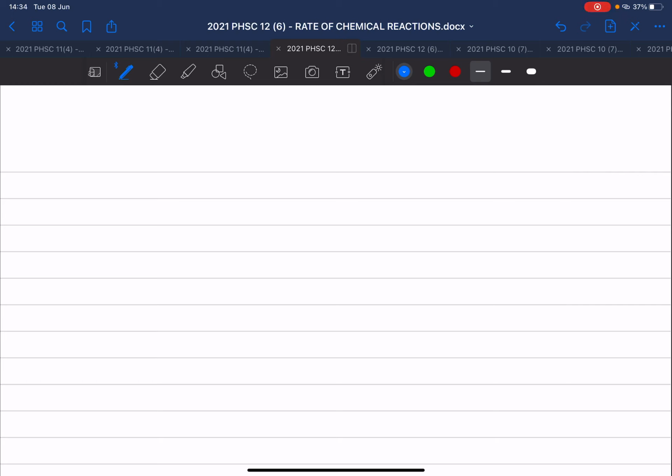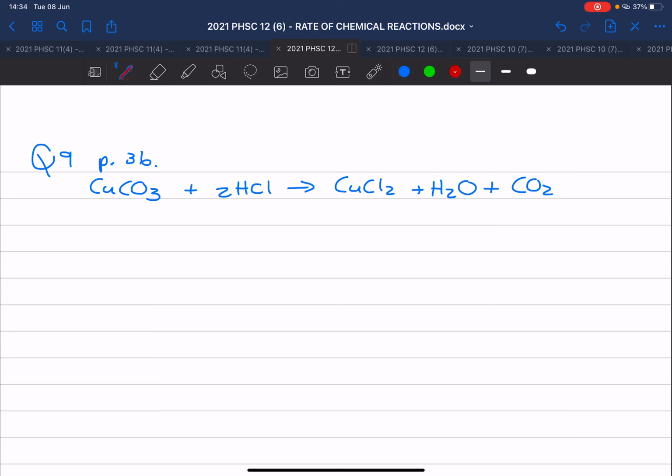Hello, so we're at question 9 on page 36. Right, so they say there we have a reaction of copper carbonate that reacts with hydrochloric acid to give you copper chloride and water and carbon dioxide. Now, the phases here are quite important. They say this is a solid, this is aqueous, that is also aqueous, this is a liquid, and then they say that is a gas.